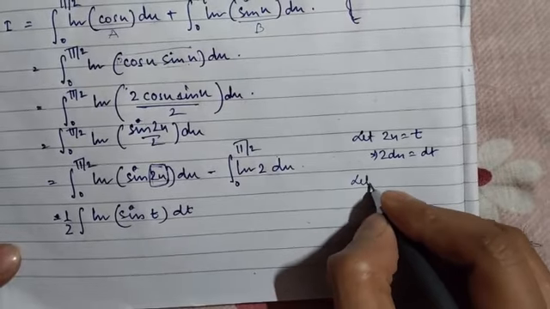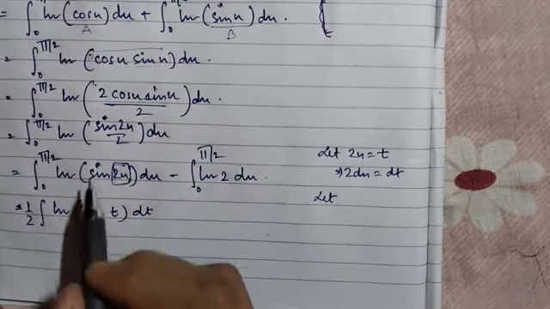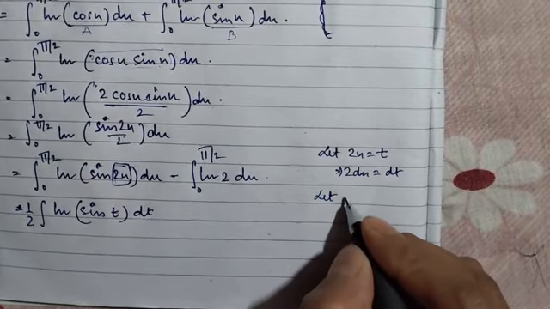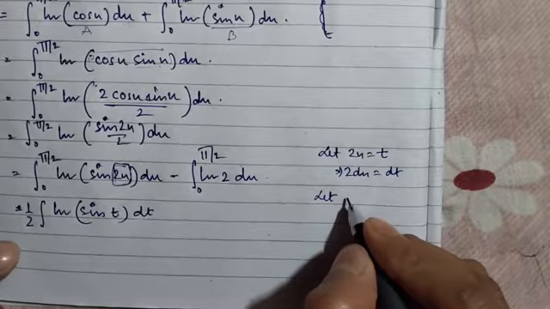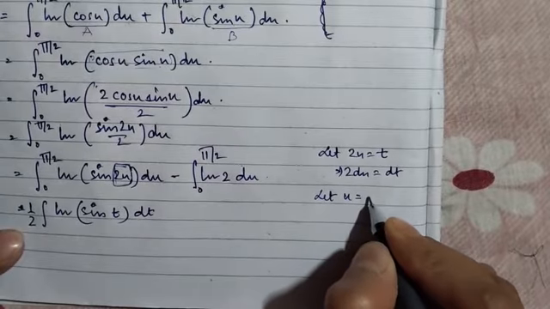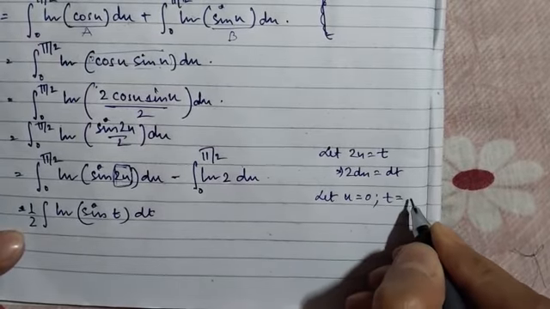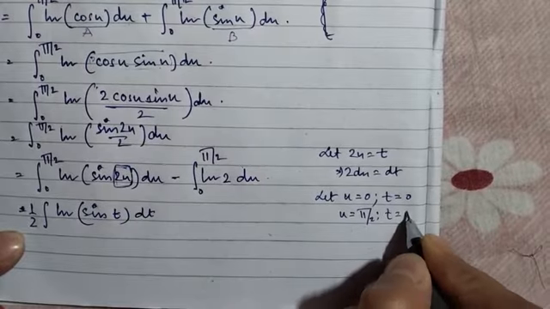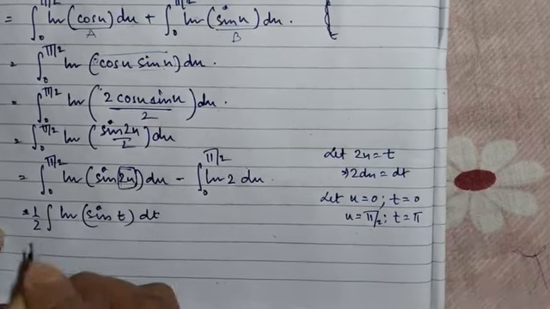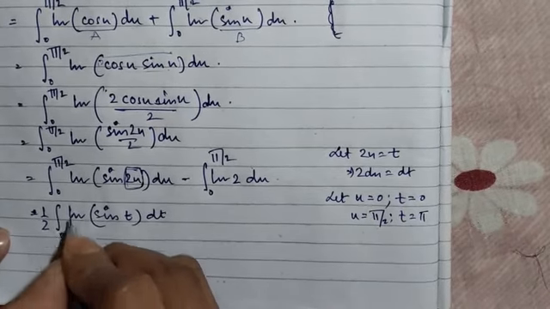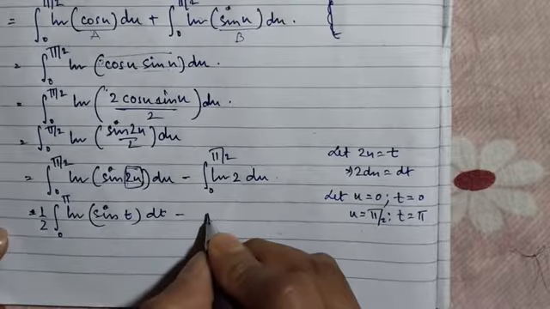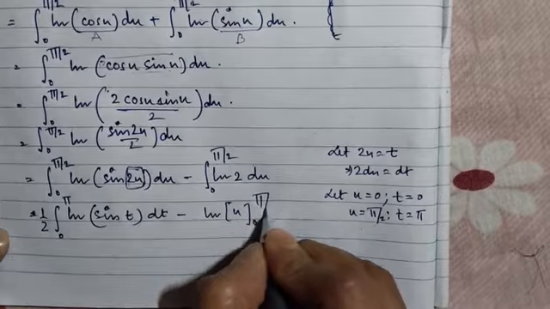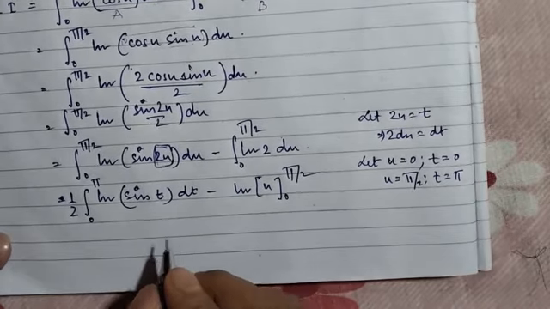Now let's calculate the limits. Over here we have 0 and pi by 2 for u. If u equals 0, we get t equals 0, and when u equals pi by 2, t becomes pi. So the limit changed to 0 to pi, minus ln 2 and u from 0 to pi by 2. Correct? Getting my point?